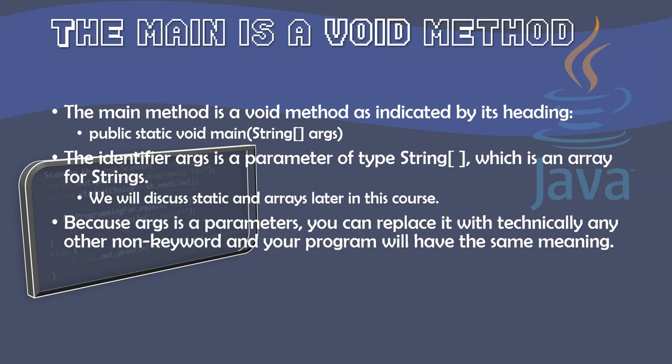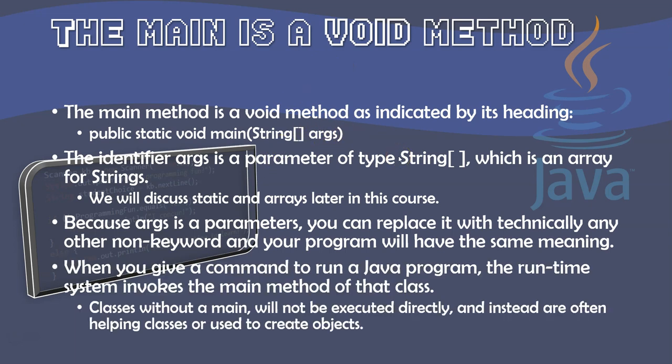But looking at that args keyword, you might ask, well, what is this? Well, it's a parameter here. The string array is the type and args is the parameter, and we could technically replace it with any other non-keyword in your program that has the same meaning. So I could have this say string array stuff, and it would still work.